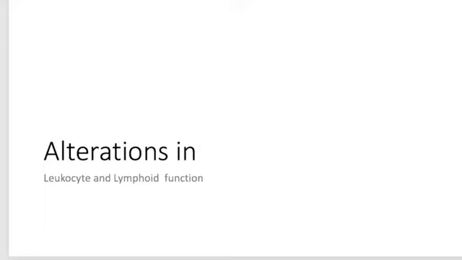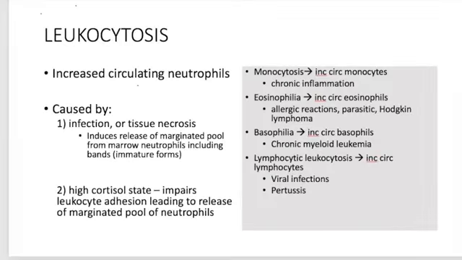So we will talk about malignancies a little bit more in the cancer section. Here tonight, I'm just going to talk about the alterations in leukocyte function, which would be those quantitative changes: leukocytosis and leukopenia. So leukocytosis is a count higher than normal, and it can be caused by a variety of things.